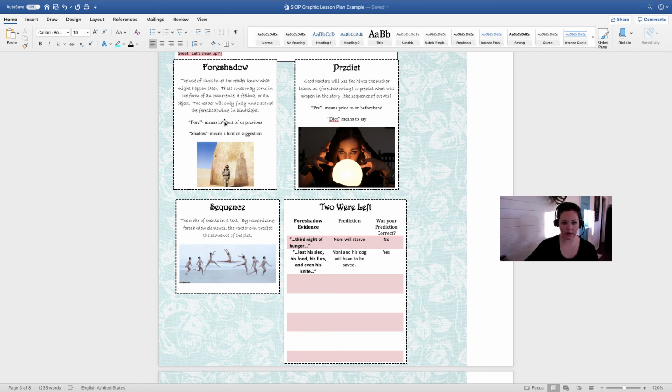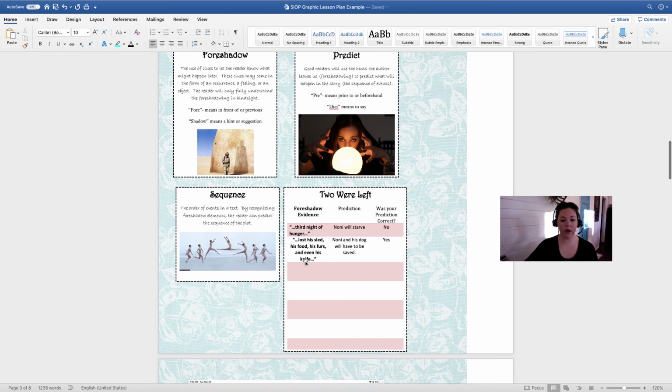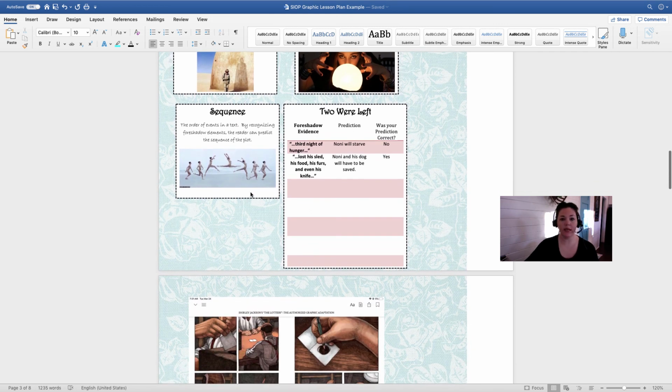So here are the anchor charts that I would have in class for foreshadow and predict and sequence. I would also give the students a copy of these to glue in their notebook. That is one visual support that I have. Another visual support that I have is this table where we're picking out foreshadowing evidence, we're making a prediction, and then confirming our predictions. That is my second graphic support.